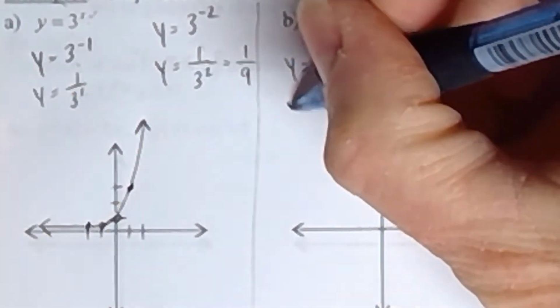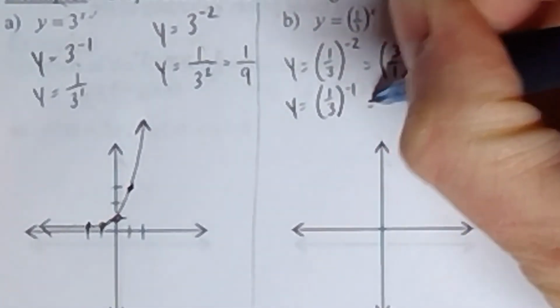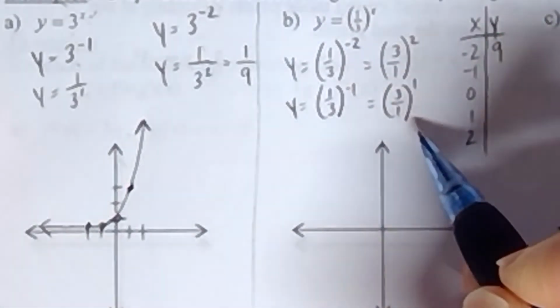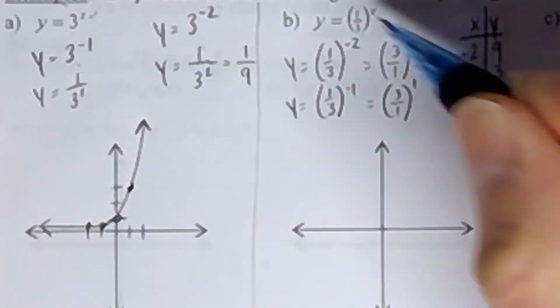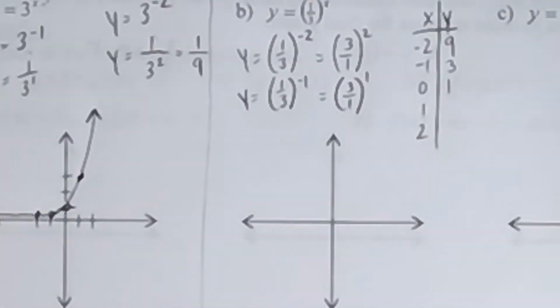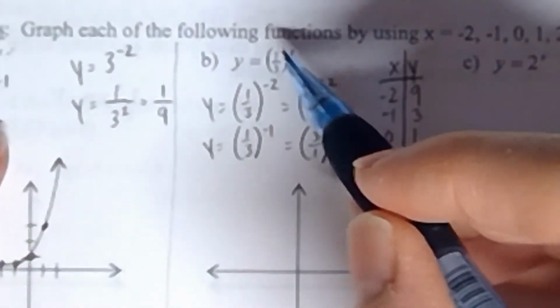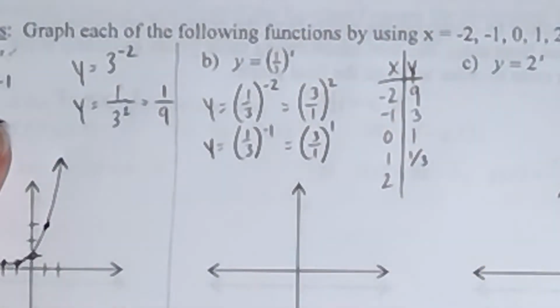So what would we get if we plugged in negative 1 into x? Same thing, but now the exponent becomes positive 1, right? And so that's going to be 3 to the first is 3. Anything to the 0 power is 1. If I plug in positive 1, I get what? I get 1/3 to the first power. Anything to the first power is itself, 1/3.